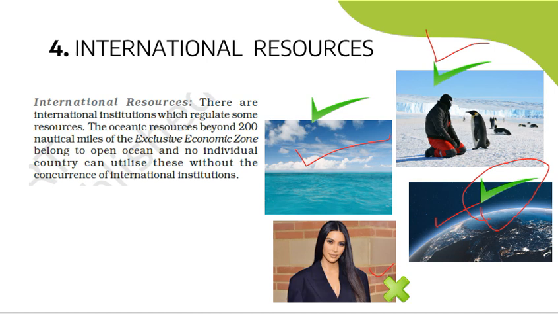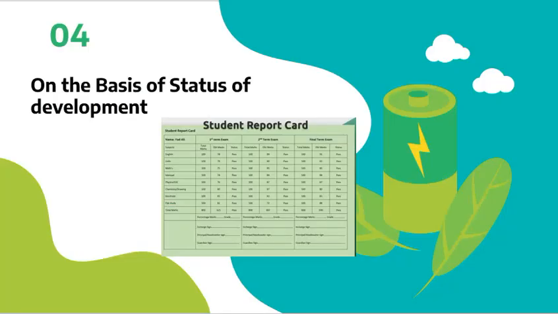So oceanic borders which are beyond 200 nautical miles, they fall under a category called exclusive economic zone. तो ये पेपर में आ सकता है, like what is an exclusive economic zone? So oceanic resources beyond 200 nautical miles are referred to as exclusive economic zone. That is open ocean and no country has right over that area. I mean, all the countries cooperate in that area and work together. So the last criteria of specifying the resource, that is on the basis of the status of the development.